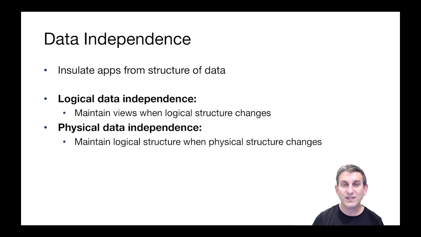Physical data independence is the idea that the logical structure, the schema, should remain the same even when the physical structure or the physical schema changes. So adding B trees or reorganizing the order of a heap file should not affect the queries up above. It should only affect their performance.